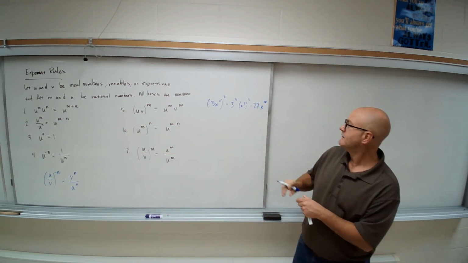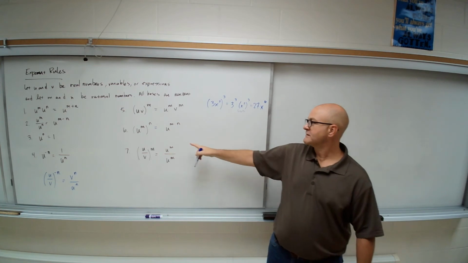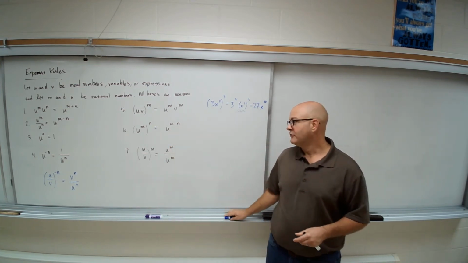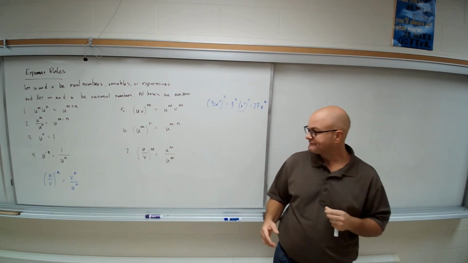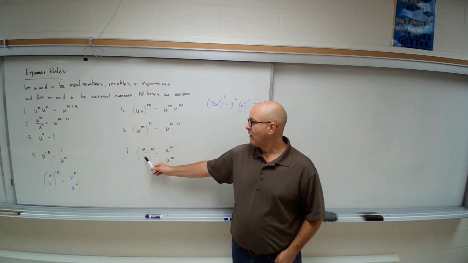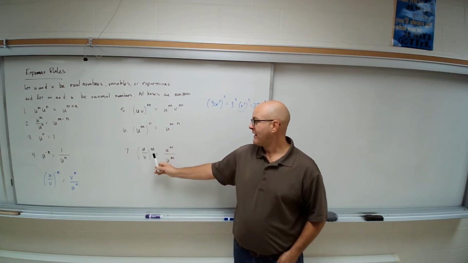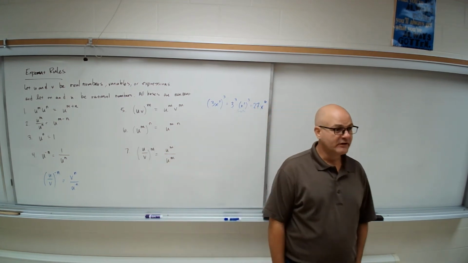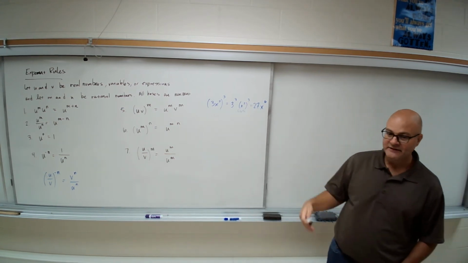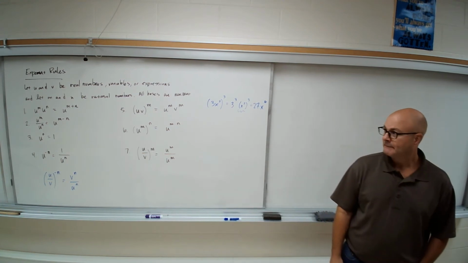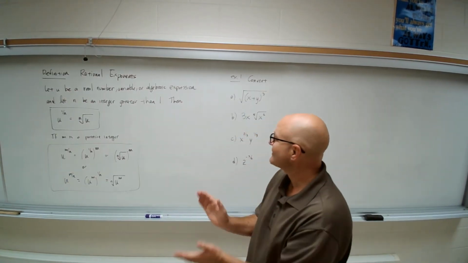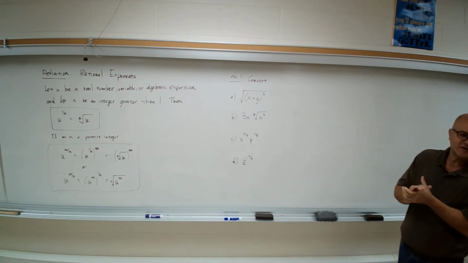And then here, this was an example of this property right here, which says if we have a base to a power raised to another power, you multiply the exponents. And lastly, if you have a quotient to a power, you could just as easily take the power of each of the numerator and the denominator. Do it that way. All right. So next thing we want to talk about is rational exponents.